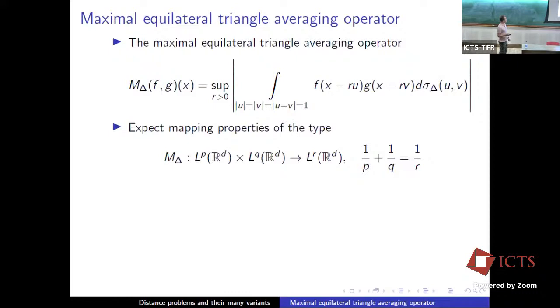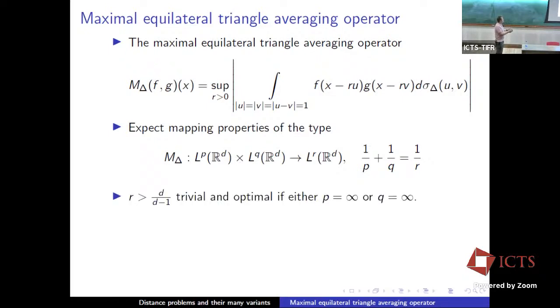Now, one can of course also look at maximal operators. Here I look at a simple version where I scale up just the equilateral triangle. So you could think of this as a maximal equilateral triangle, an analog to the maximal spherical averaging operator. You could ask, how does it map? Well, you expect Hölder type mapping properties.